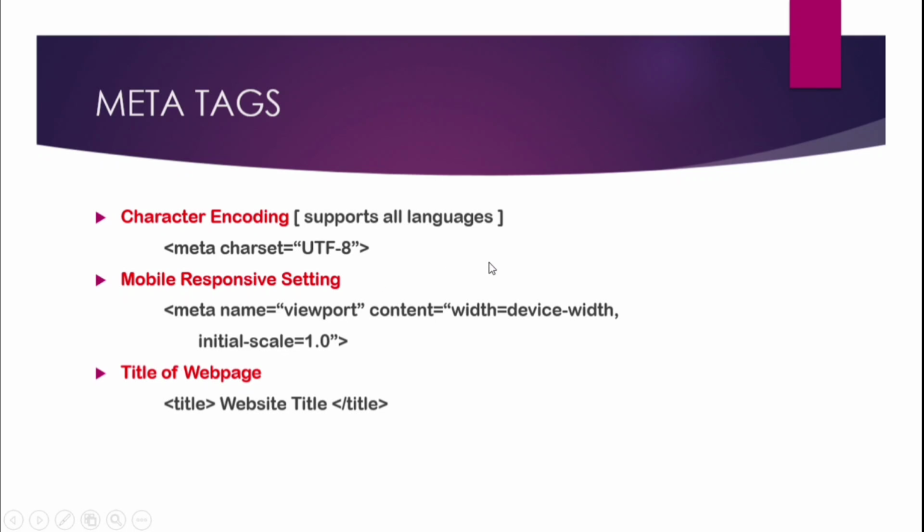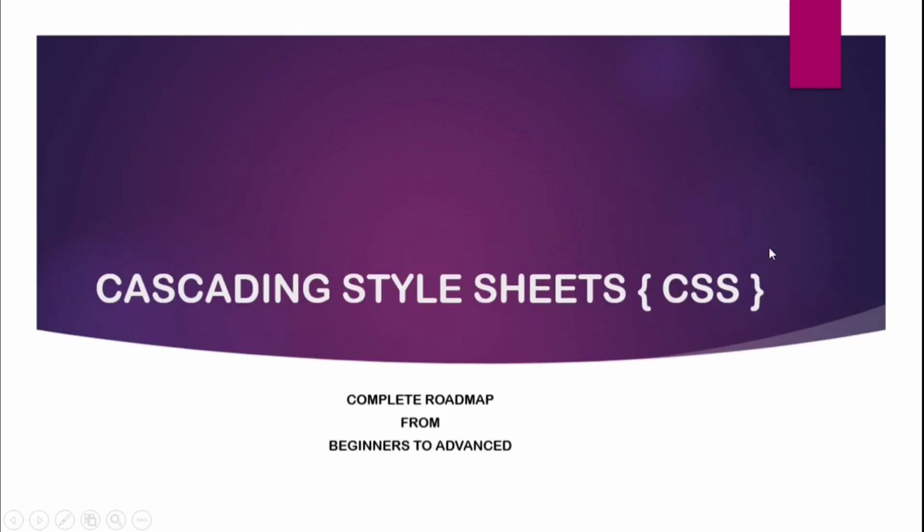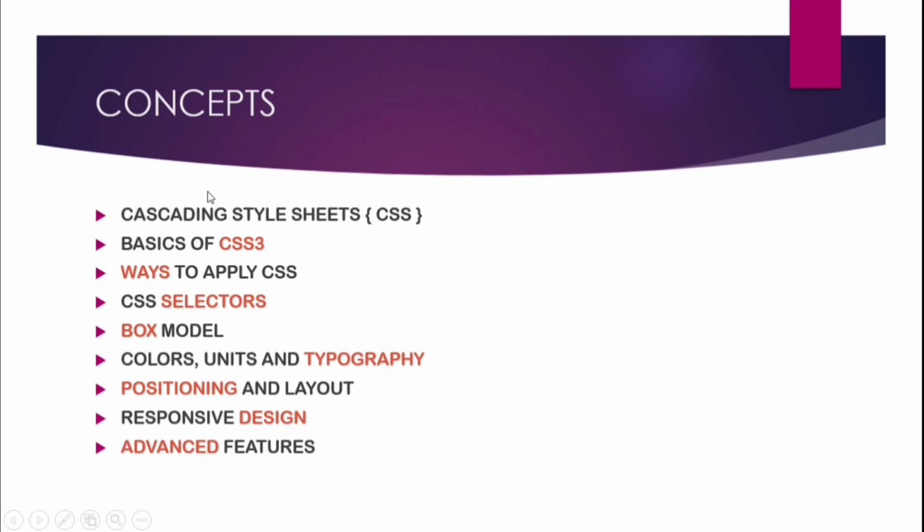And next we can go to CSS, which is cascading style sheets. So here we go. This is the concept that we are going to learn. First one is the basics of CSS3. Then we have the ways to apply CSS to our HTML5 index.html page. Then we have the CSS selectors, box model, colors, units and typography, positioning and layout, responsive design, and advanced features. What are the advanced features that we have in CSS?